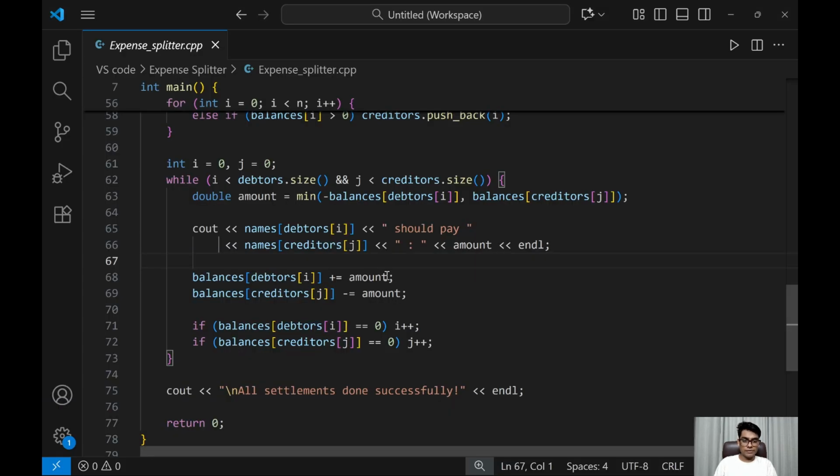Therefore now Bob owes minus 100, and for the creditor, like Alice was plus 50, minus of 50 would lead to 0. Therefore Alice is settled up. Now Alice is settled up. Therefore balance of Alice, creditors j, corresponds to the index of Alice in the vector balance. Therefore if this is 0, then update j. If j plus plus, now we have the second element of creditor. The second element of creditor is the second creditor in the balance vector. So the debtor remains the same, however the creditor changes.